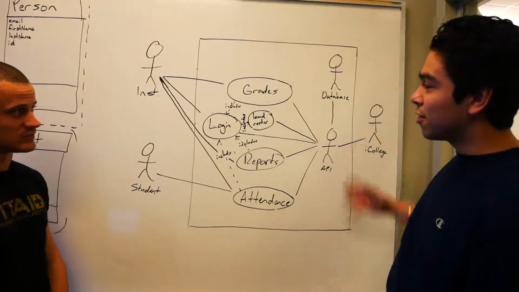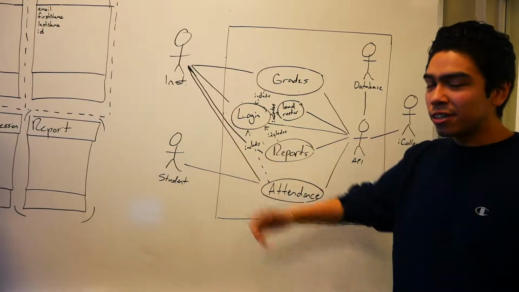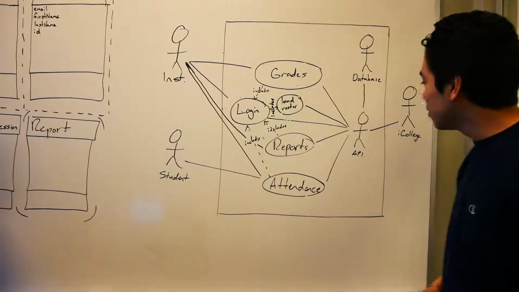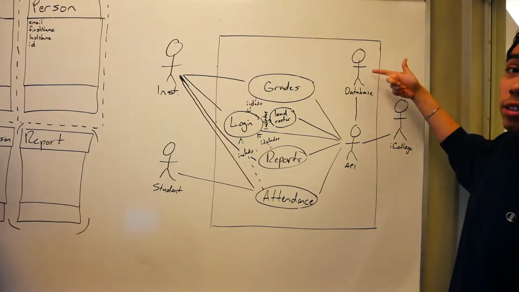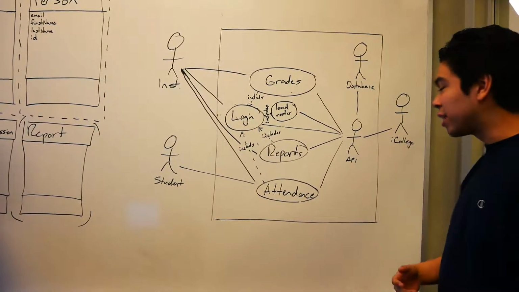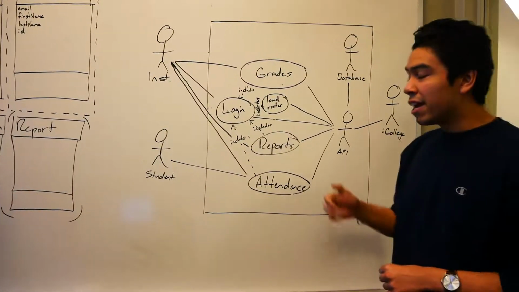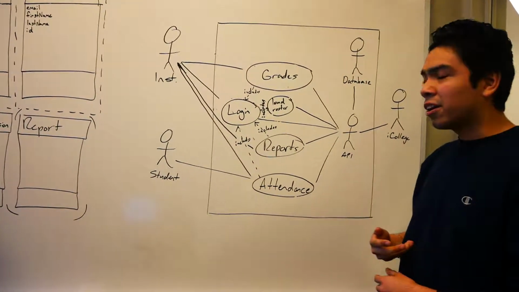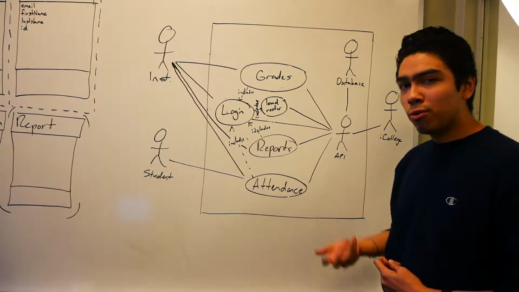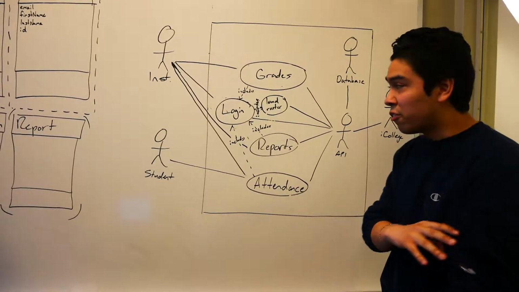So ideally this is our system, and we have some primary actors. We have the instructor, we have the student, another main actor is the API, another main actor would be our database, and then an external actor that would be communicating with our system would be iCollege. And inside the middle we have some use cases such as login, grades, reports, and attendance. We can start this chronologically.